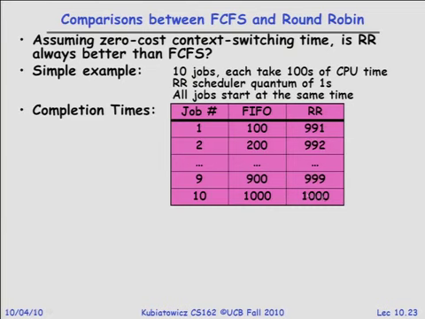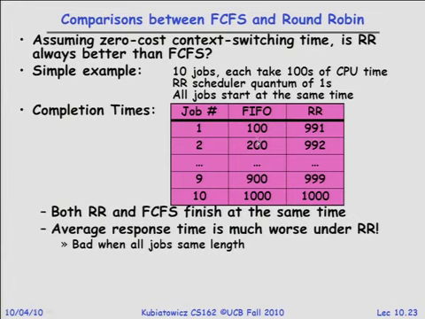It depends on what your metric is. Both of them finish at the same time. Why is that? Because I have zero context switch overhead. Average response time is much worse under round robin, right? Because the average response time here is not too bad. Here, it's awful. It's basically like 995 or something. Here it's more like 500.